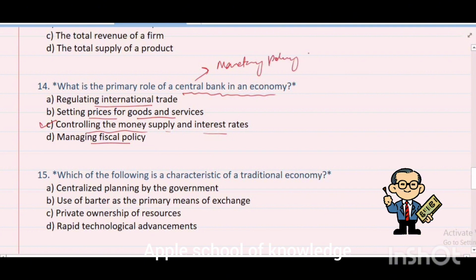And as you know from the lecture we have done, we have already discussed this in a very simple way: the controlling of money supply and interest and their impact on the currency value.